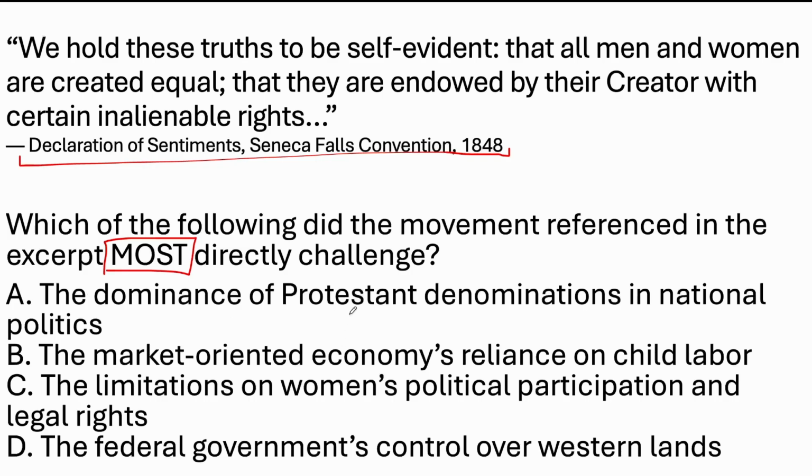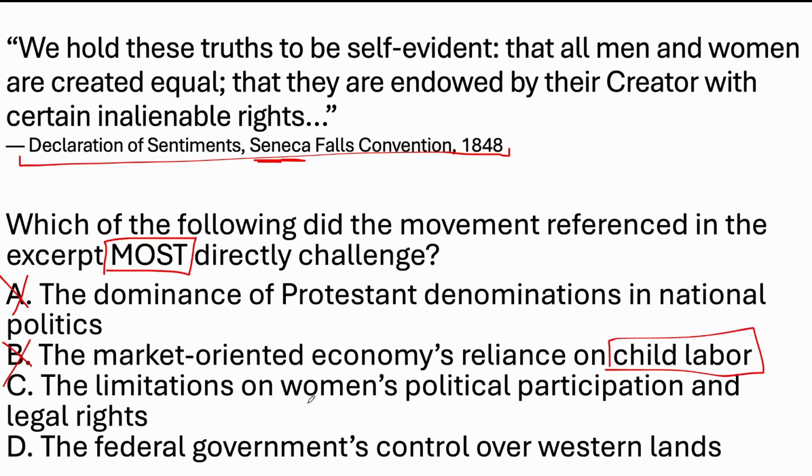The dominance of Protestant denominations in national politics. This talks nothing about religion. This is where you have to know what the Seneca Falls Convention is. This is an AP favorite, with people like Stanton and Anthony being AP favorites, so you need to know this. B, the market-oriented economy's reliance on child labor. Sure, that could have been a problem, was a problem, but no. Child labor, by the way, was very prevalent during the early industrialization, such as the Lowell girls. People that worked in the mills were typically children.